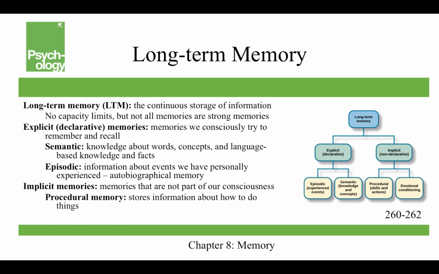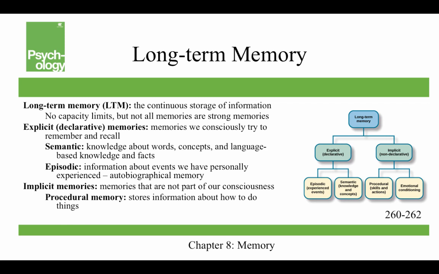Long-term memory is the continuous storage of information, and it has no capacity limits, but not all of our memories are strong memories. So sometimes memories have to be prompted or cued, and long-term memory is also divided into two types, explicit and implicit memory. So explicit, sometimes called declarative memories, are memories which we consciously try to remember and recall. We sometimes use explicit and declarative memory interchangeably. It'd be like the material you study for your psychology test, like who was the founder of behaviorism? That would be explicit memory or declarative memory.